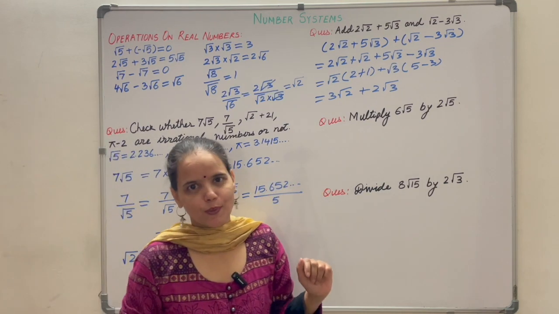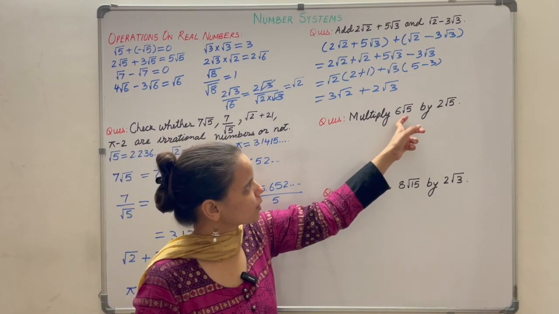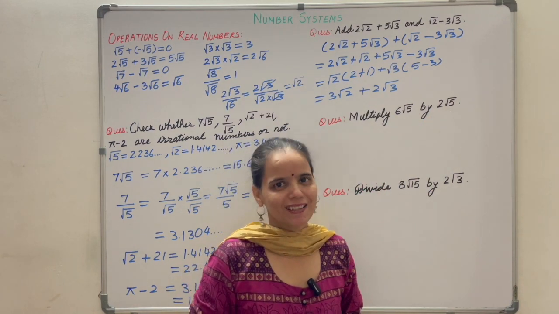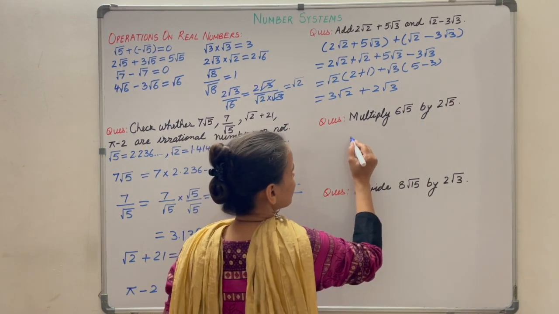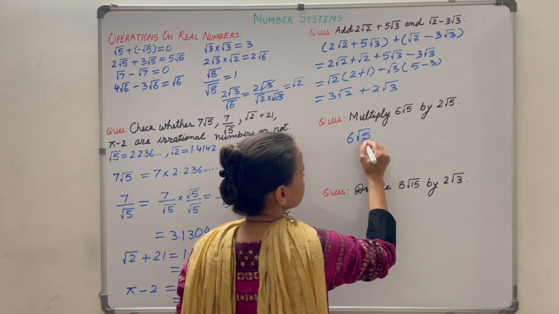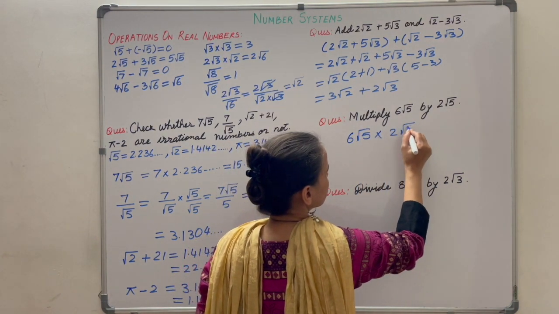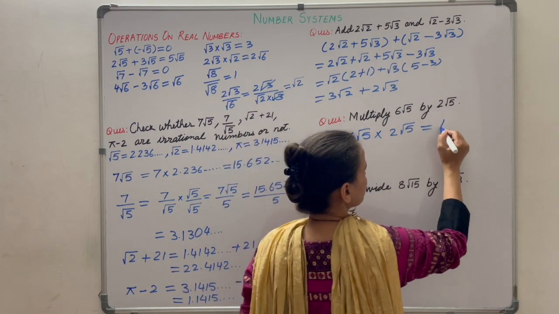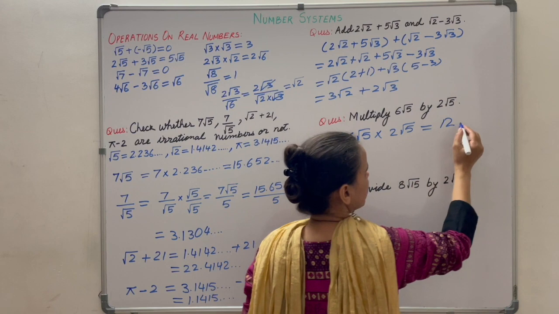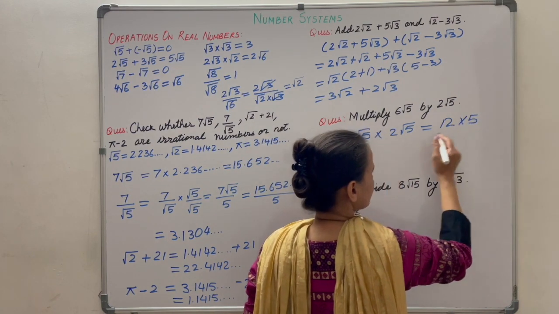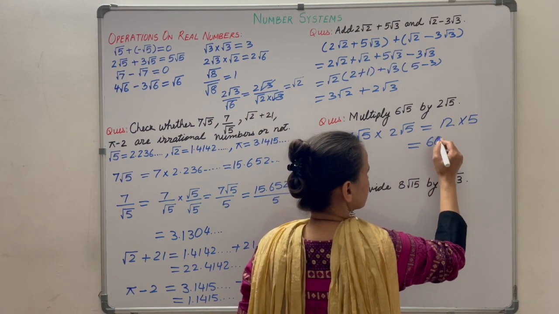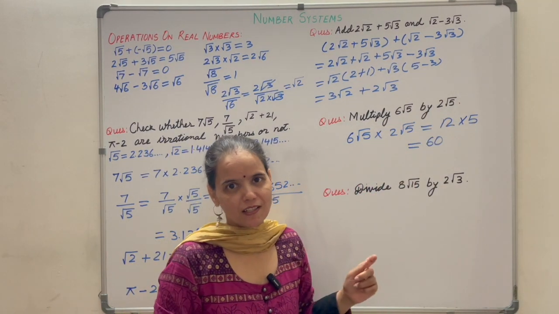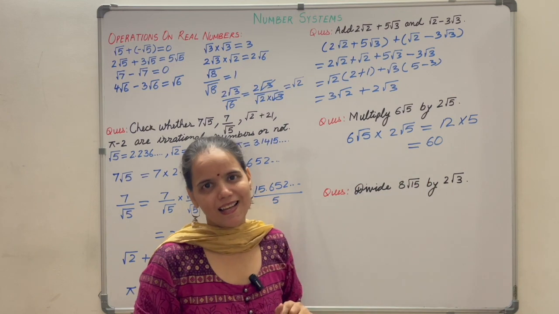Now let us solve this one. Multiply 6 root 5 by 2 root 5. So here we are multiplying two irrational numbers. So 6 root 5, you have to multiply this with 2 root 5. When you multiply, 6 into 2 is 12 and root 5 into root 5, you will get 5. So 12 into 5 is 60. This is a rational number. Here you have multiplied two irrational numbers and you got a rational number.